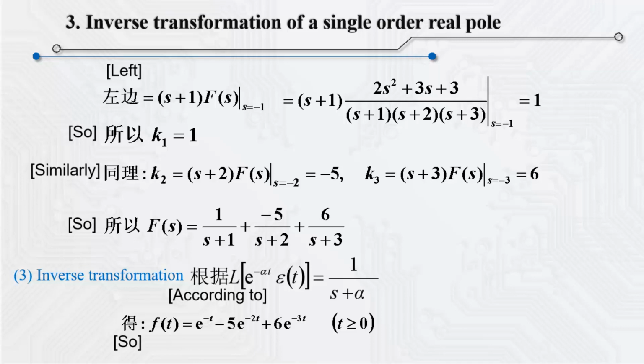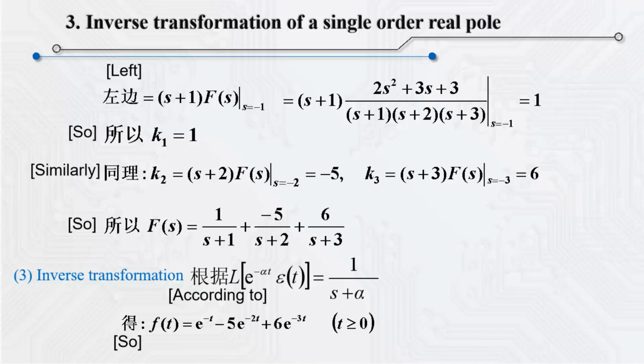According to e to the power of -alpha t equal to 1 over s plus alpha, then 1 over s plus 1 is e to the power of -t, 1 over s plus 2 is e to the power of -2t, and 1 over s plus 3 is e to the power of -3t. In this way, f(t) is equal to e to the power of -t, subtract 5 times e to the power of -2t, plus 6 times e to the power of -3t.